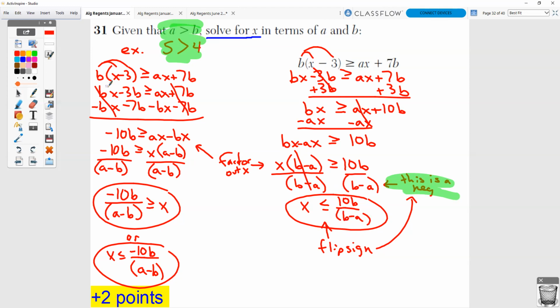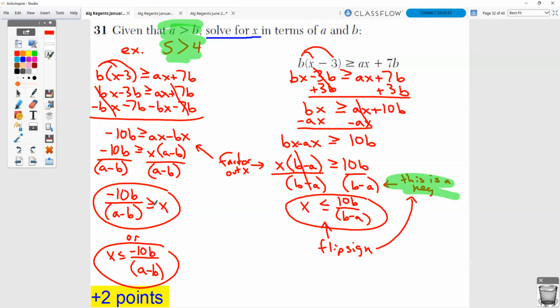That's your answer. Totally different way to do it would be to get all the letters onto the right-hand side. We have to distribute first, and then I would subtract bx from both sides and subtract 7b from both sides. You end up with this. Again, when you end up with ax minus bx, you can't subtract those two. You have to factor out the greatest common factor. So we factor out the x, and then we divide by the a minus b on both sides. You get this as your answer.